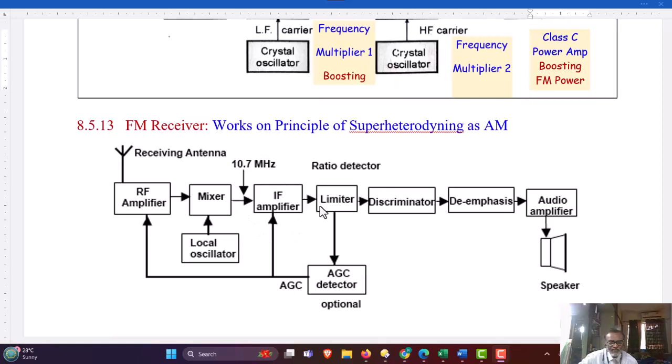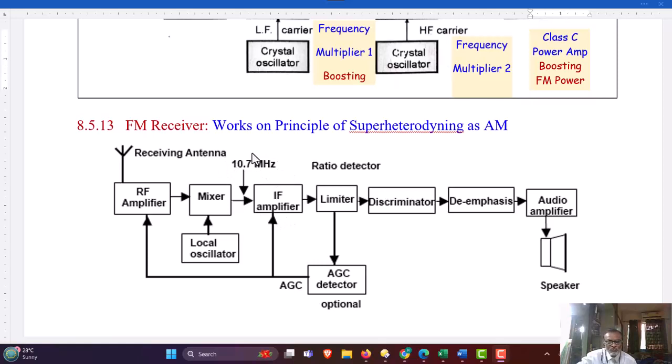The IF amplifier output is given to a limiter circuit, because we know that if there is an amplitude variation in FM, that is because of noise. So the amplitude variation can be eliminated by clipping the amplitude of the IF amplifier signal. Any noise-generated amplitude change can be eliminated. So finally we are getting at the output of the limiter an FM signal shifted around a carrier frequency that is equal to the intermediate frequency, IF.